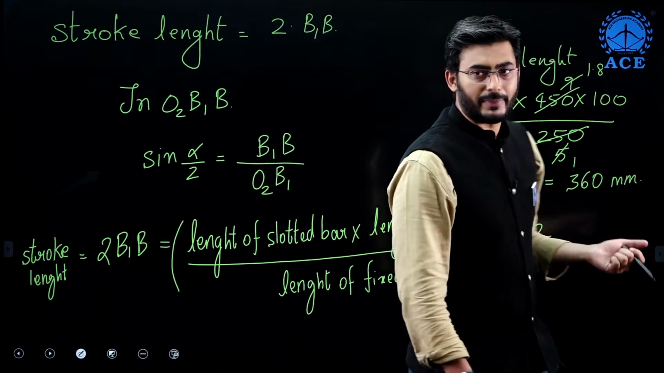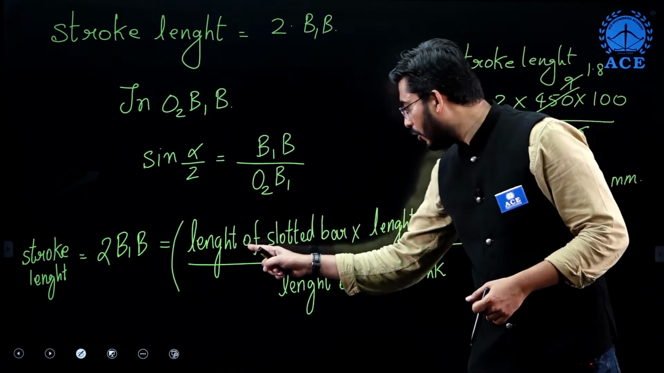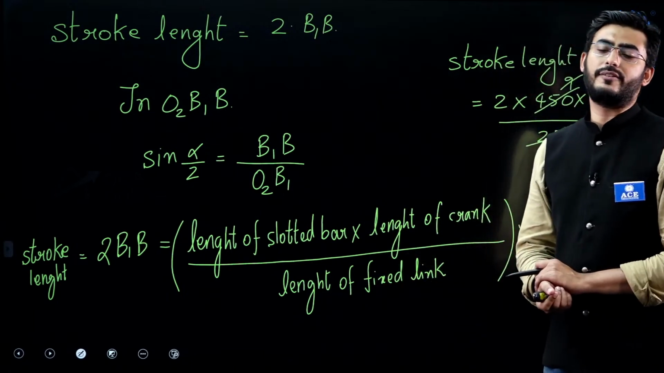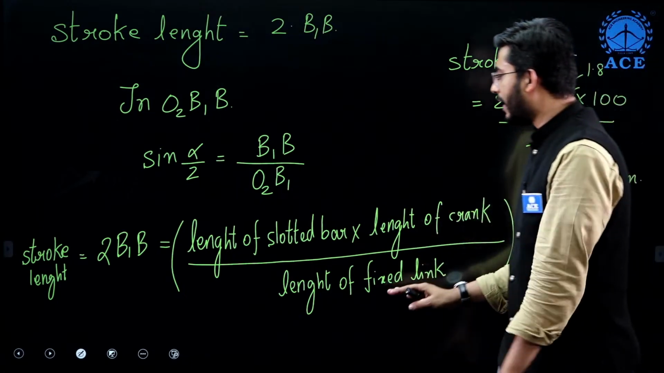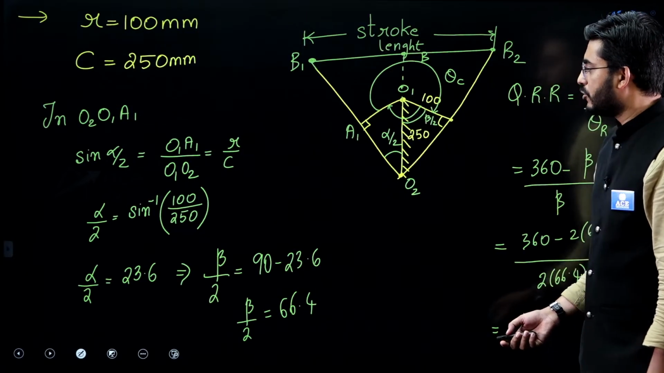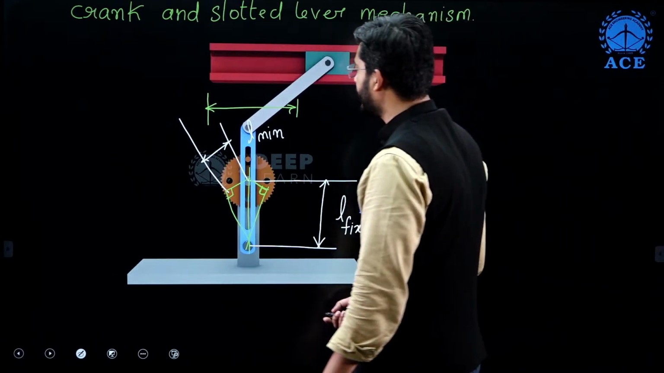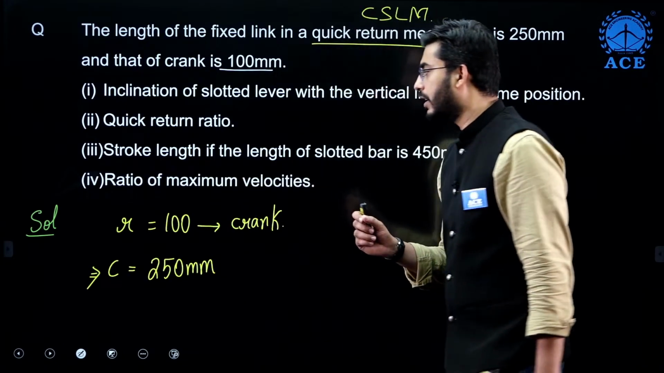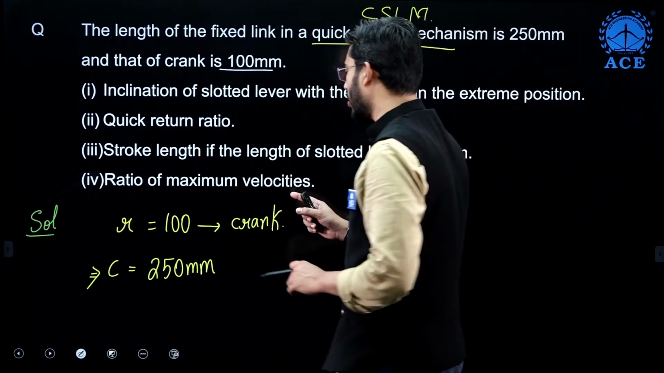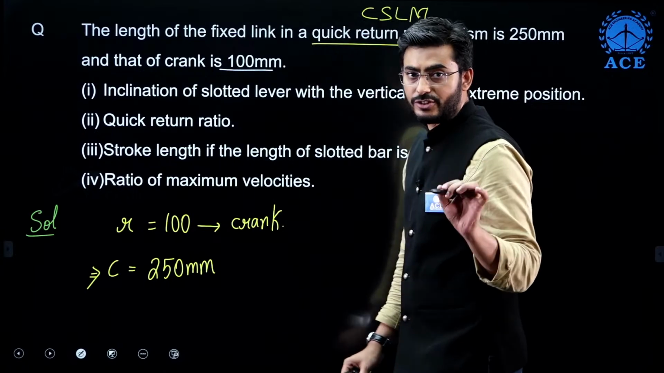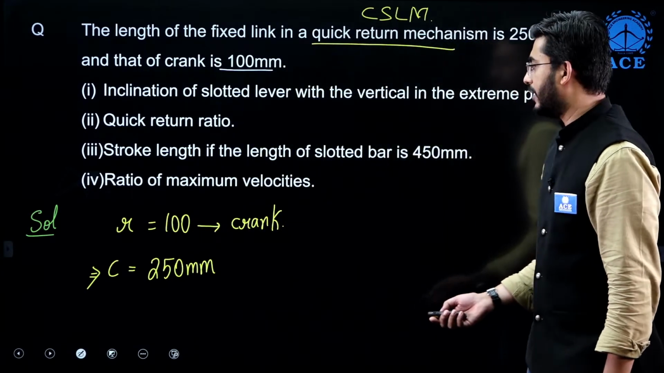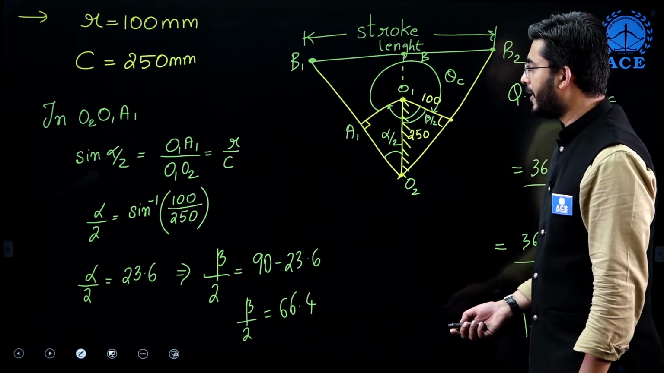In the crank slotted lever mechanism, stroke length depends upon length of the slotted bar, length of the crank and length of the fixed link also. In all these three parameters, the stroke length is dependent, okay. So this was the third bit in the question, and the fourth bit is the ratio of maximum velocities, that is maximum velocity of slotted bar.